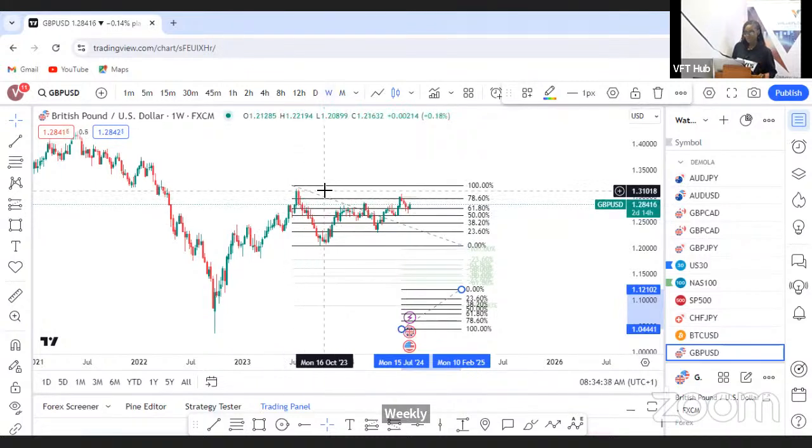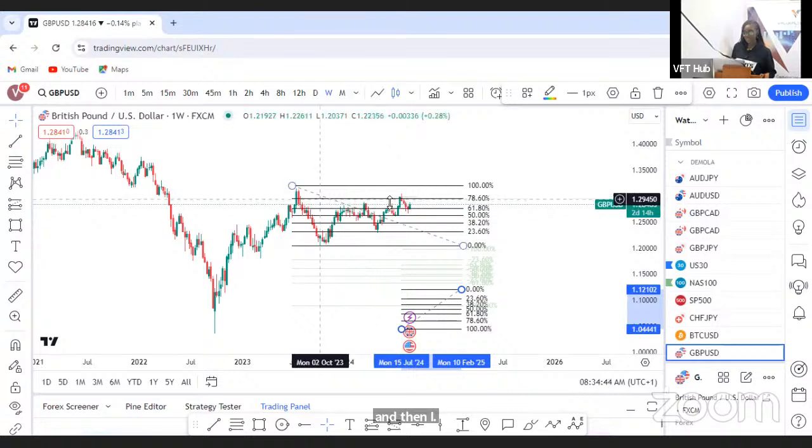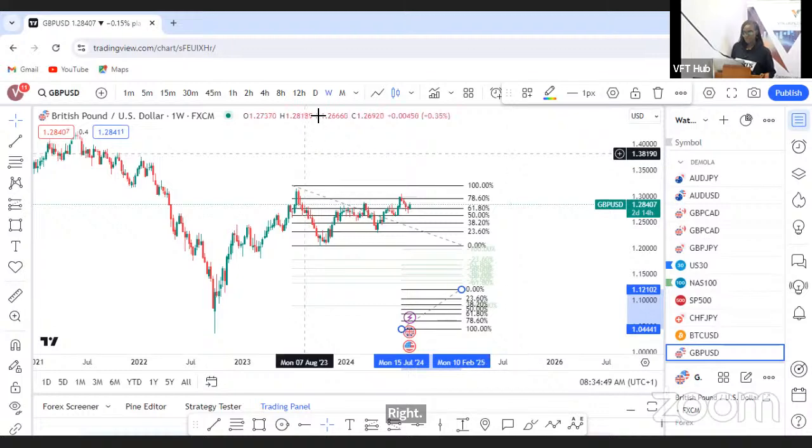And then I look at my fib from point A to point B, right? Price traded into this resistance level and we are seeing some sort of a reaction off that on the weekly time frame.